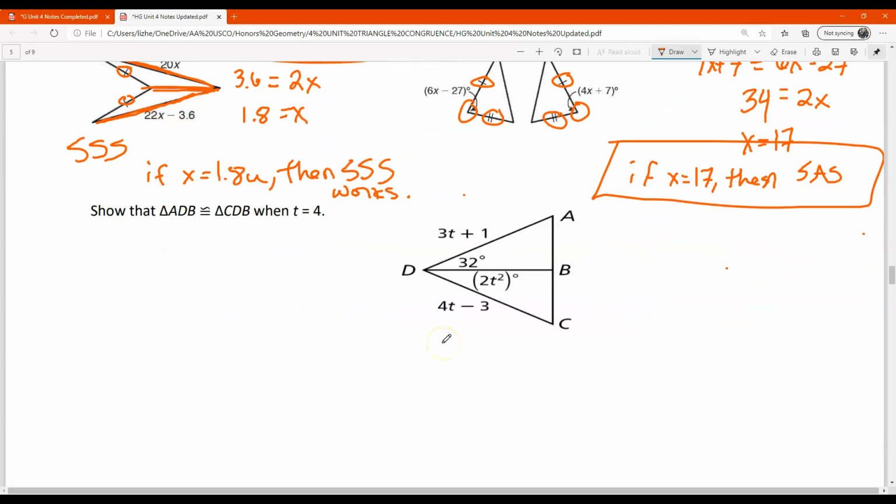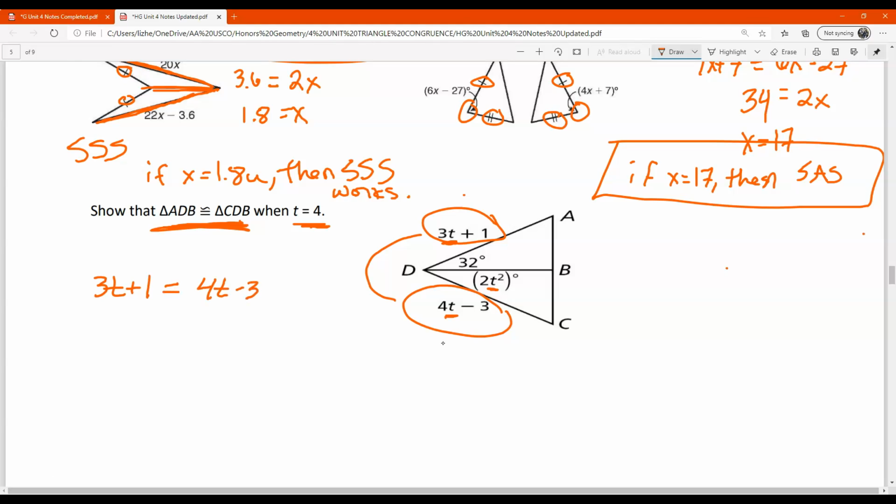Next one, show that triangle ADB is congruent to CDB when t equals 4. So what you're going to do here is you're going to put 4 in for t and see what happens. So here's a t, here's a t, and here's a t. Now notice that this and this, those are side lengths. So I need to prove these triangles are congruent when t is 4. So if these triangles are congruent, then 3t plus 1 has to equal 4t minus 3 when t equals 4.